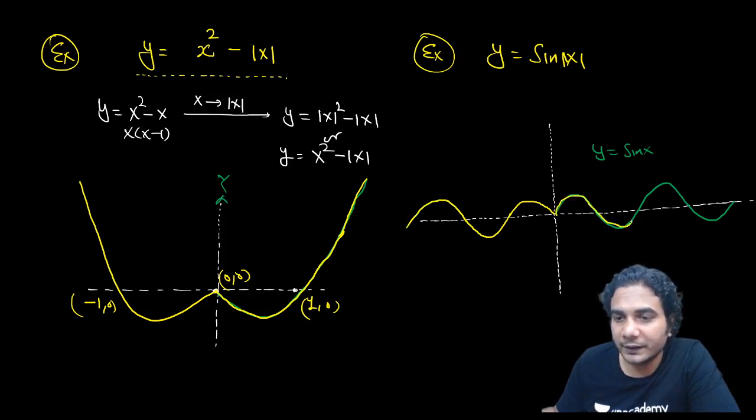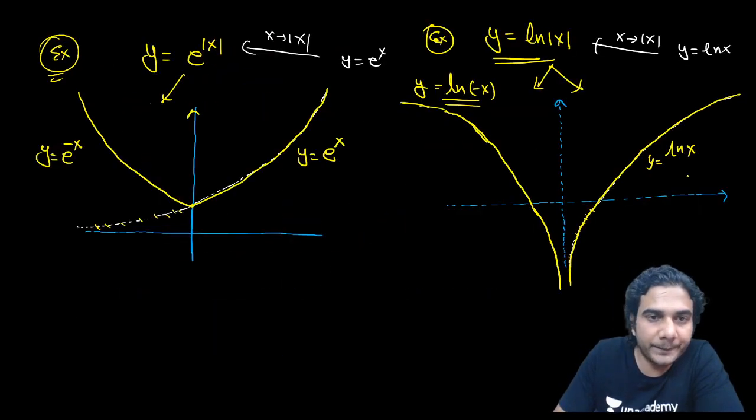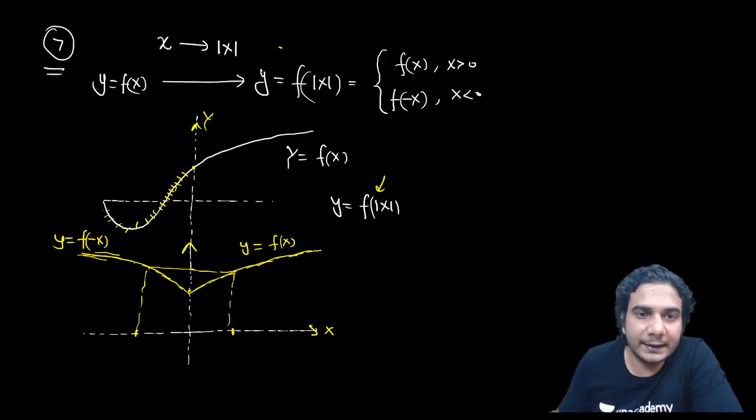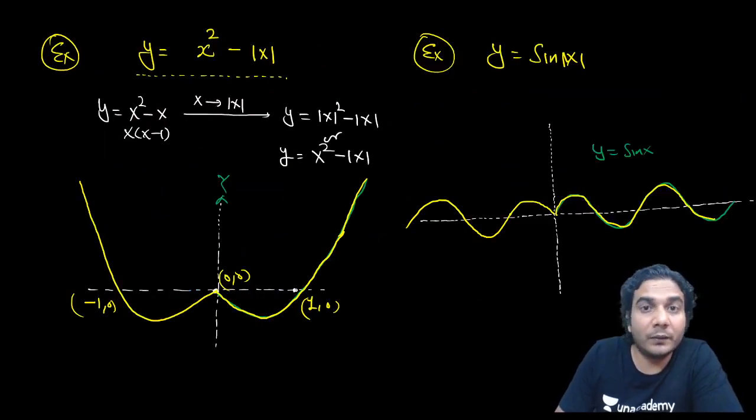Now it's an even function. So f of mod of x is an even function. I should have written it here. I forgot to write. This is an even function. Even function, all right. So even function, that's why its graph is symmetric about y-axis. So I hope you have got it. Now we have done a lot of examples, so it must be clear.